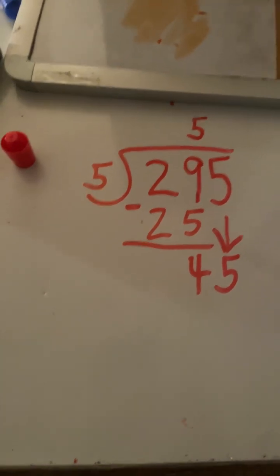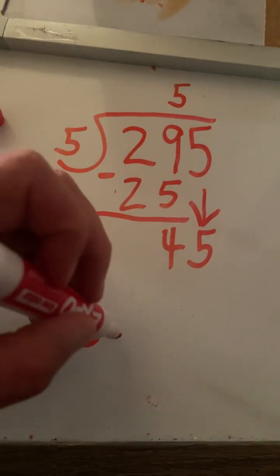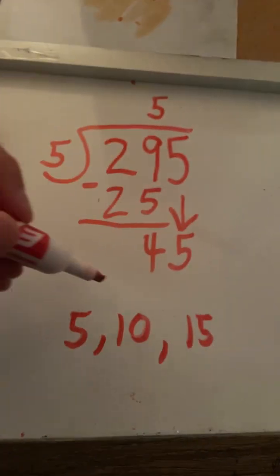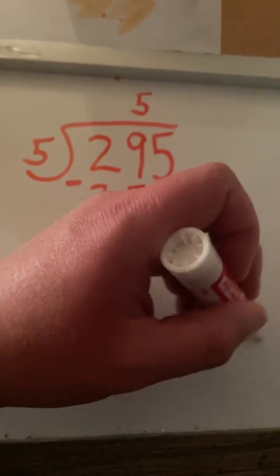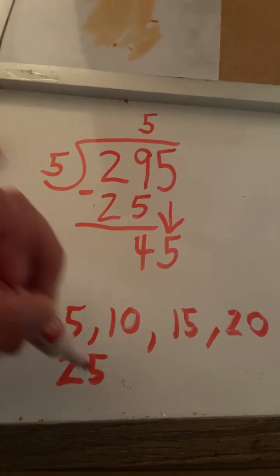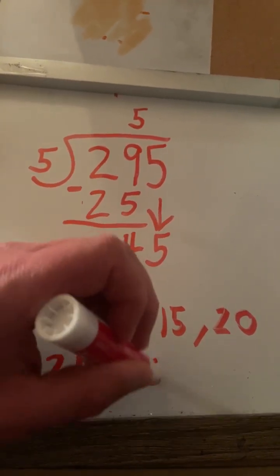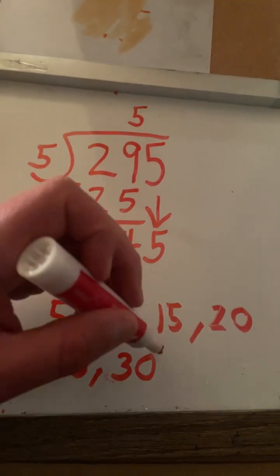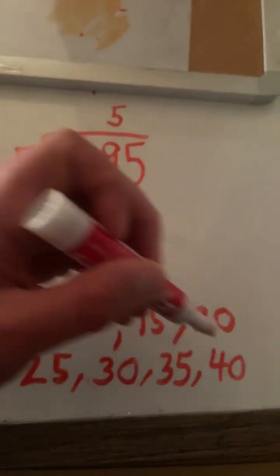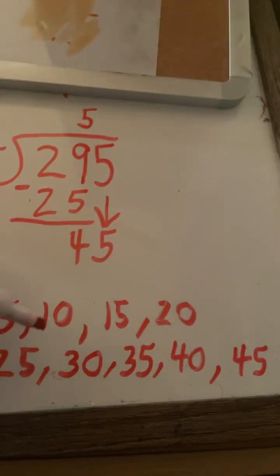I got to figure out how many groups of 5 go into 45. So counting by 5s, 5, that's one group. 10, 2 groups of 5. 15, 3 groups. 20, 4 groups. 25, 5 groups. 30, 6 groups. 35, 7 groups. 40, I'm now at 8 groups of 5. 45, 9 groups of 5.